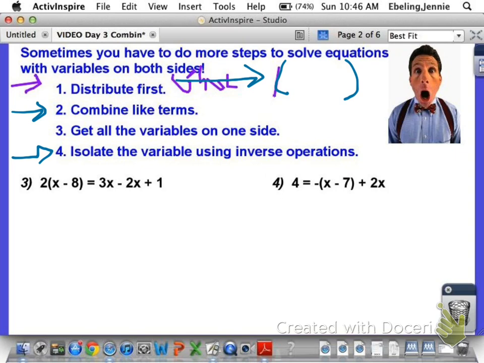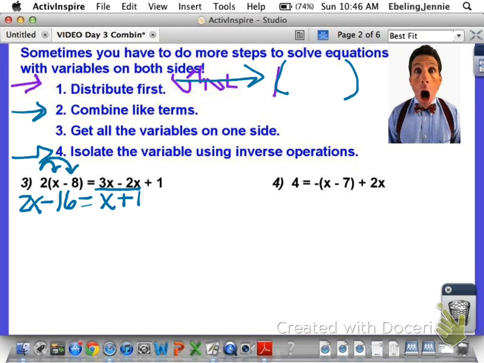Let's take a look at number 3. The first thing I see in number 3 are these parentheses. So I know that right here I have to use the distributive property. And so I'm going to do 2 times x is 2x, 2 times negative 8 is negative 16, equals, and over here on this other side I have this 3x minus 2x. I'm just going to take care of those right now. So I have x plus 1.